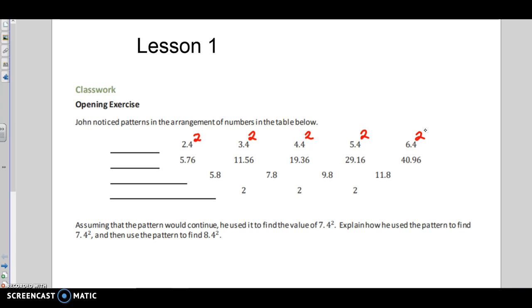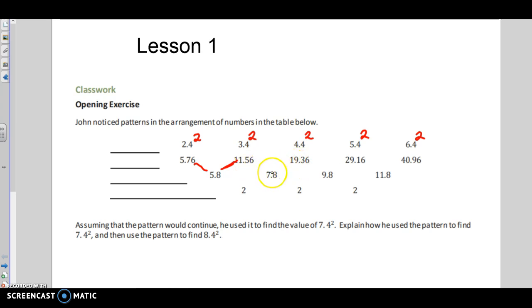So how do I get my third row? I can see it's kind of in between these two numbers. So I want to figure out how I can use those two numbers to get the 5.8. And it turns out that if I subtract them, I get the 5.8. So let's see if that pattern holds up.